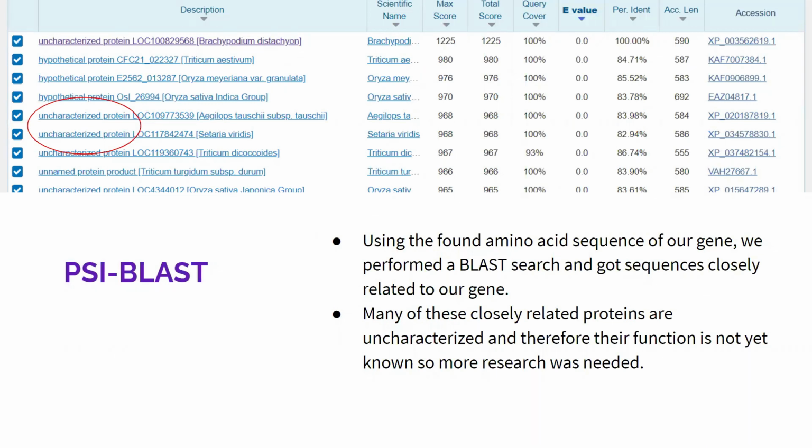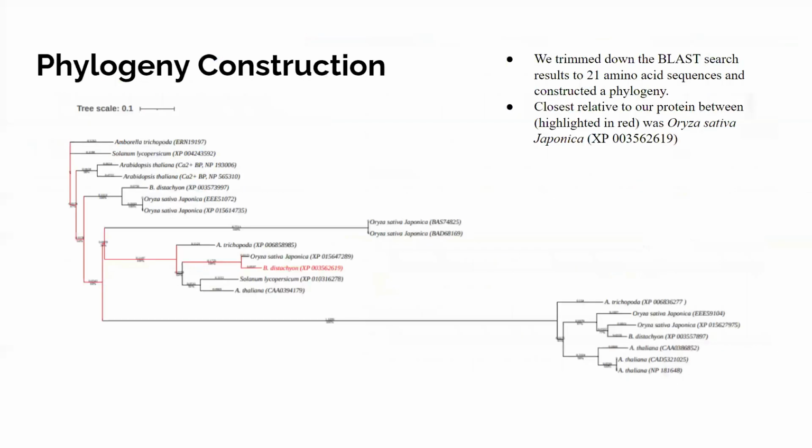And from the BLAST, we got a lot of sequences that were closely related to our gene. However, a lot of these sequences were either uncharacterized or hypothetical or were just unknown. So we had to perform more research to figure out our gene and its function. Using a BLAST, we trimmed it down and we were able to construct a phylogeny tree.